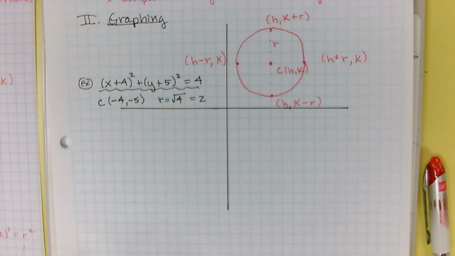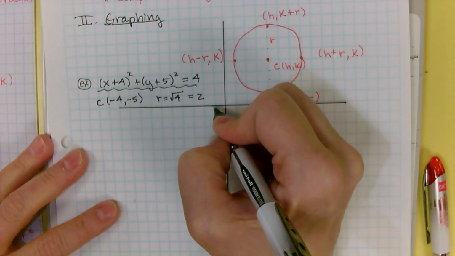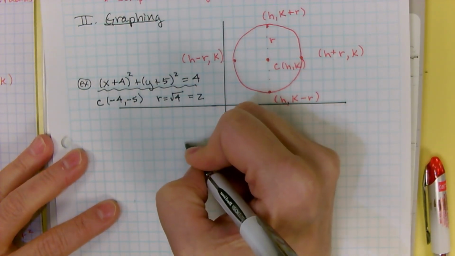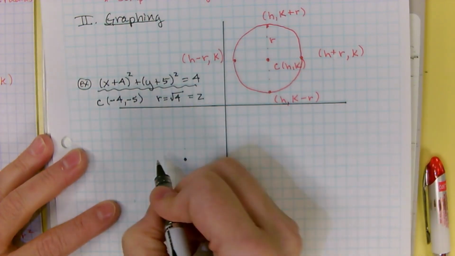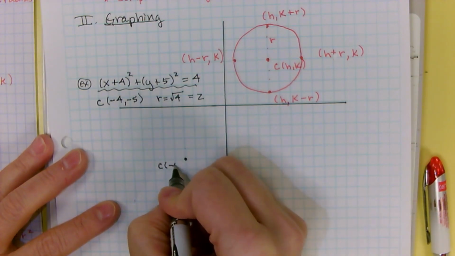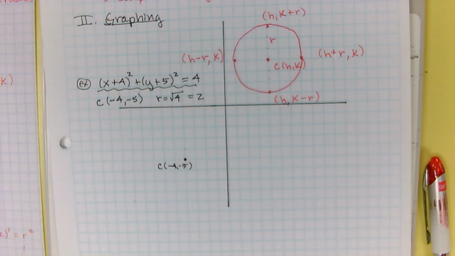Okay, let's plot the center. 4 left, 5 down. 1, 2, 3, 4, 1, 2, 3, 4, 5. And then we label it. Your center is (-4, -5). We label the center because that's the name of the circle. It's not actually part of the circle. It's an invisible construct that gives us a location for the circle.